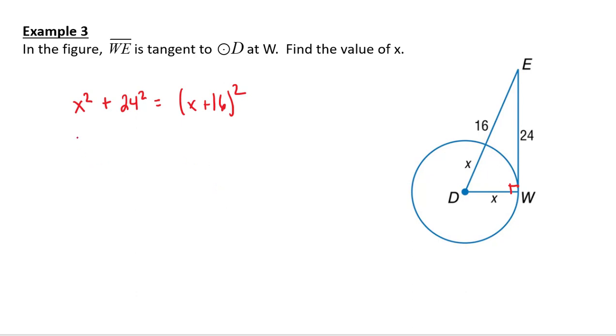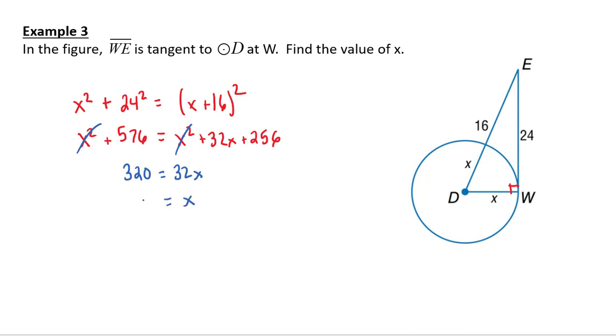So now I need to solve this. I have X squared. And these are pretty big numbers. I would give you guys a calculator on this. Plus 576 is equal to X squared plus 32X plus 256. What's nice here is I subtract X squareds from both sides. I don't have to worry about a quadratic formula or anything like that. I'm going to subtract 256 over and get 320 equals 32X. X is going to equal 10.